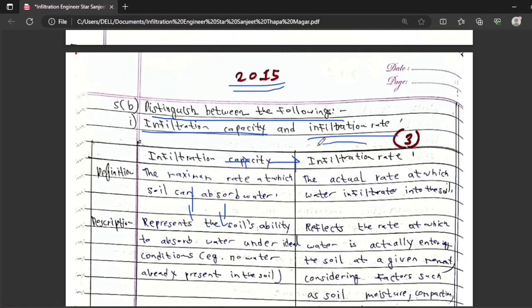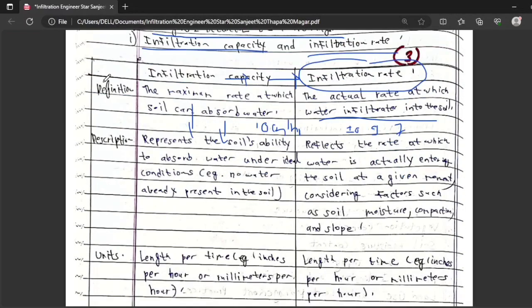And infiltration rate is the actual rate at which water infiltrates. Let's say the capacity is 10 centimeter per hour. This is the maximum. What the actual rate will be, 10, 9, 7, is less than this capacity. This is the definition. And next is description.